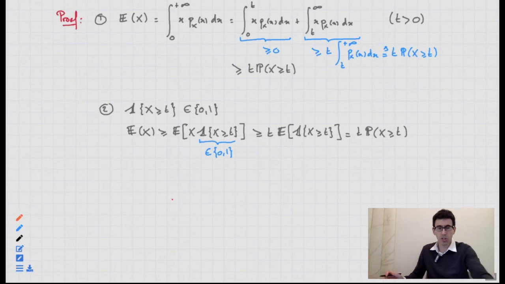So the two proofs are completely equivalent. I leave it to you to decide which one you like better. No one is really better than the other. I like the second one because it looks faster. I don't have to write integrals. But it requires you to be comfortable manipulating random variables and indicator functions. And that's Markov's inequality, proved twice in 3 minutes.